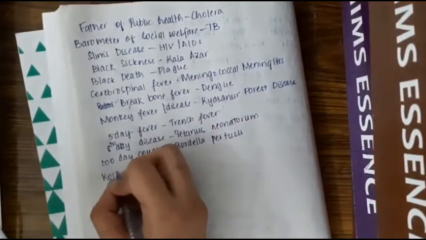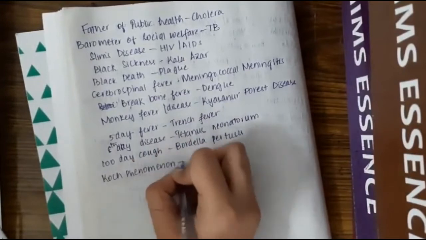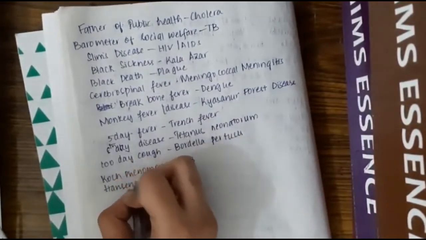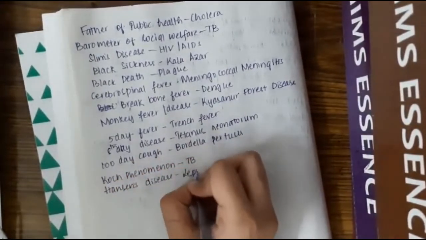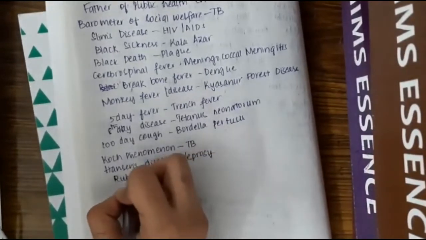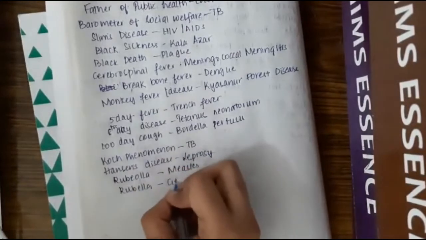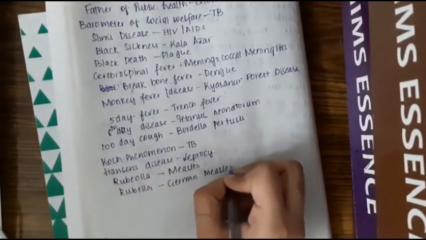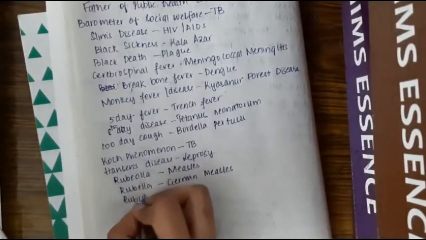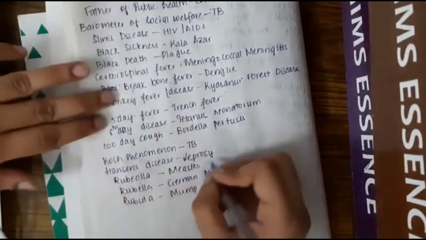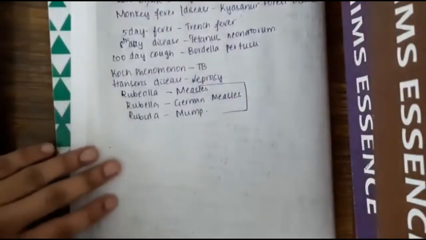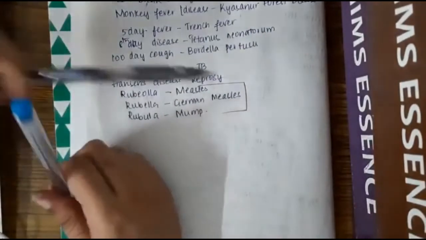Koch phenomenon is nothing but TB by Robert Koch, because he gave the postulates based on tuberculosis. Hansen's disease is leprosy. Rubeola is measles. Rubella is German measles. Mumps is different. You should remember these differences.